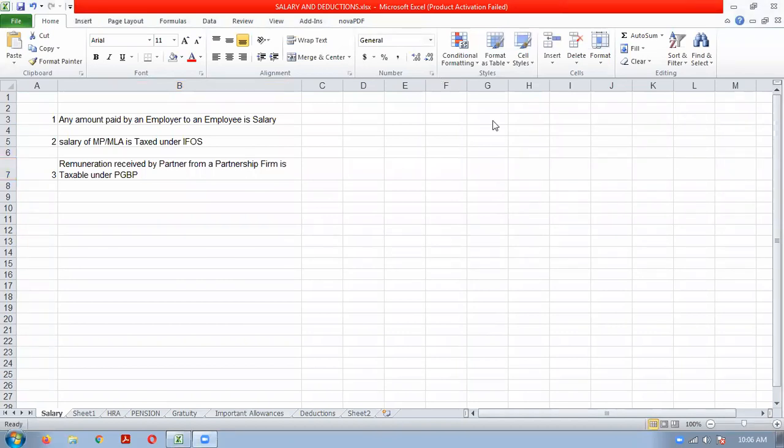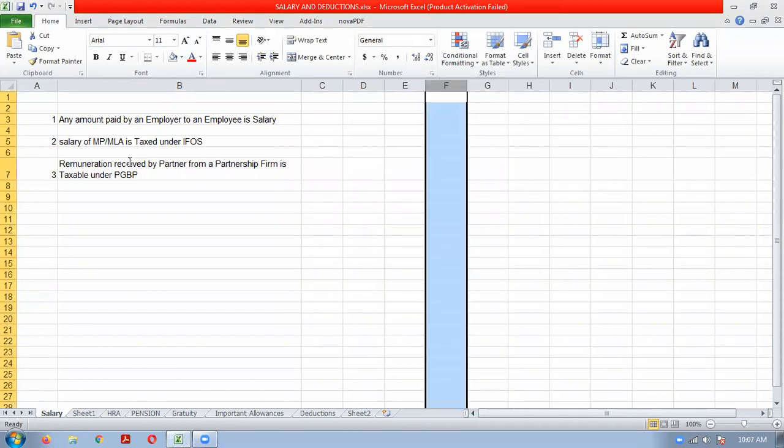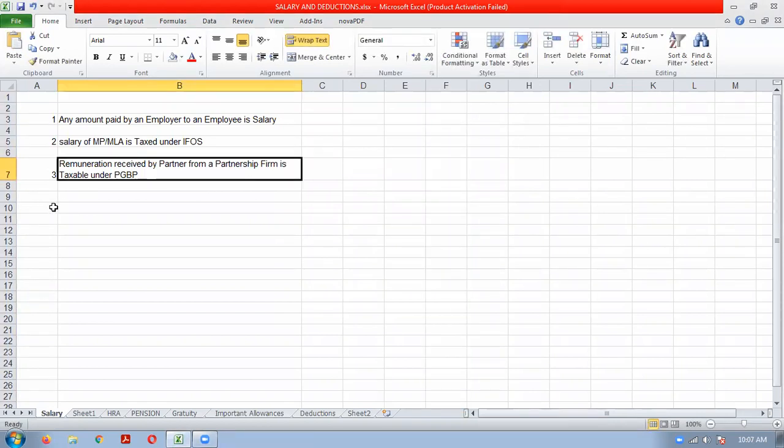Because a partner is a principal as well as an agent for the other partners. He's principal for himself and agent for the other persons. So there is no employer-employee relationship between the partner and the partnership firm. So that's why it will come under PGBP. Clear this much?